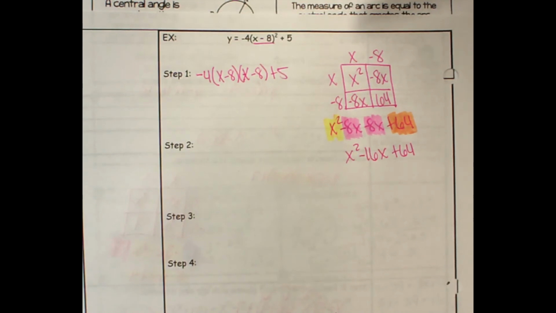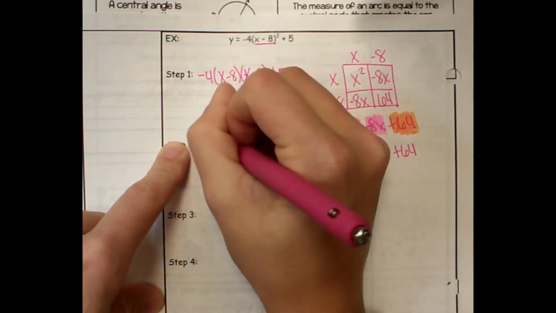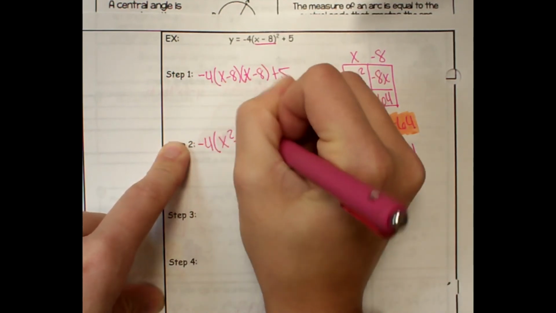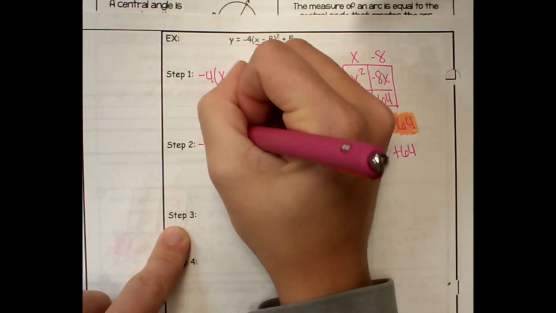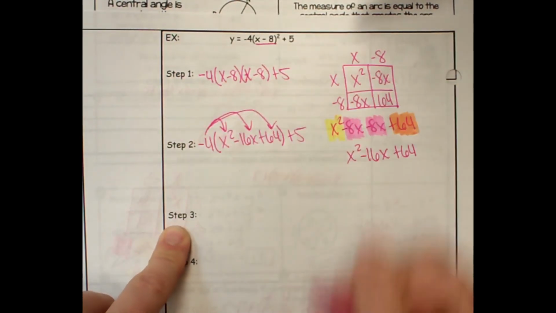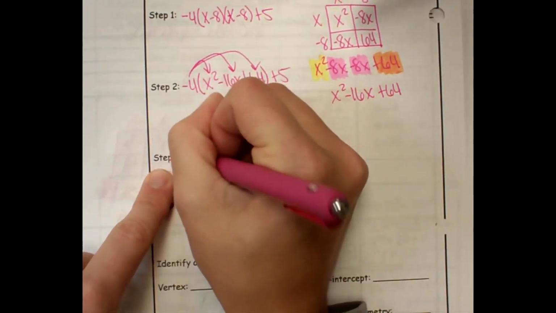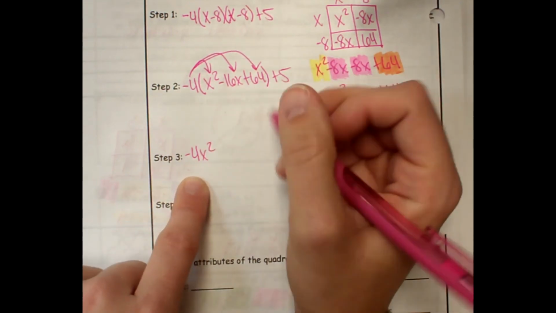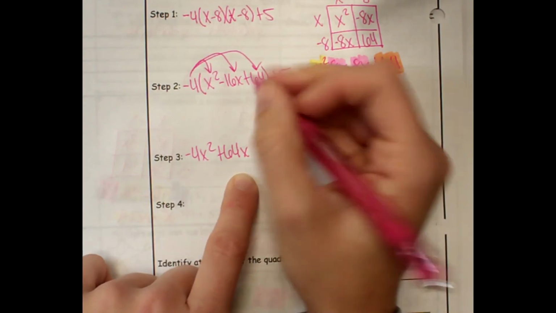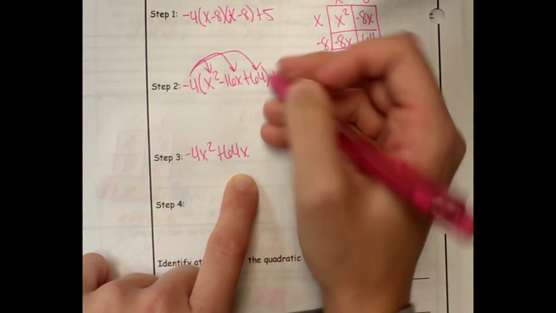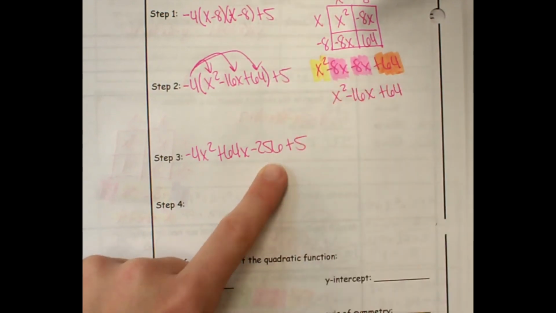So step 2, go back in and you replace it. So now you have negative 4 times x squared minus 16x plus 64, plus 5. Step 3 is you want to distribute your a value. So you get negative 4x squared. Negative 4 times a negative 16 is positive 64x. Negative 4 times a positive 64 is a negative 256, and then bring down plus 5.